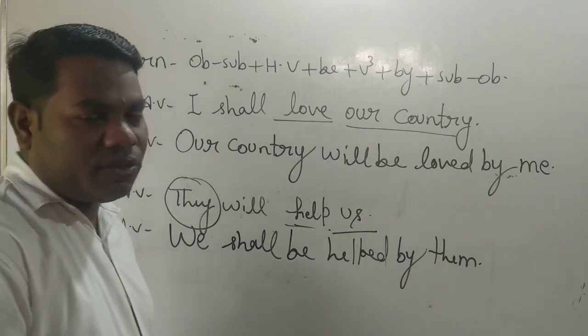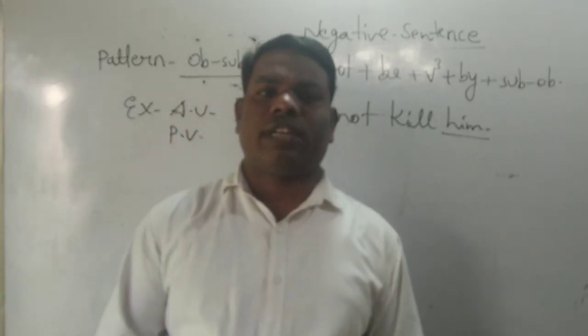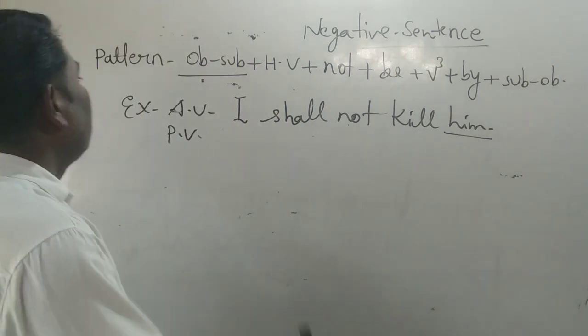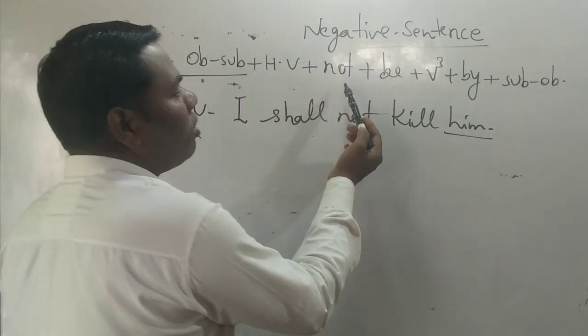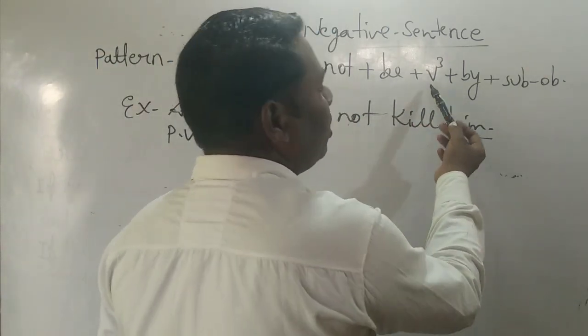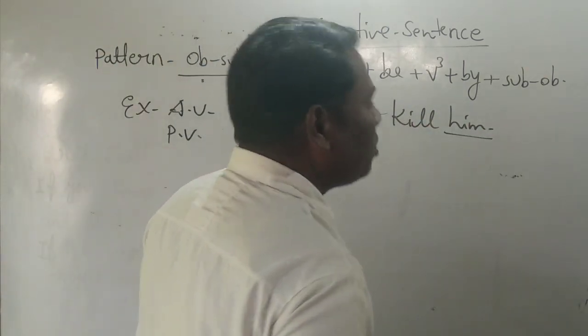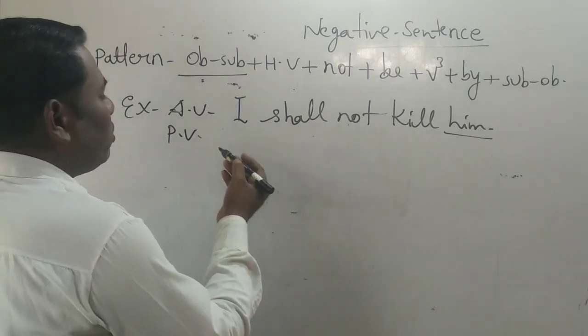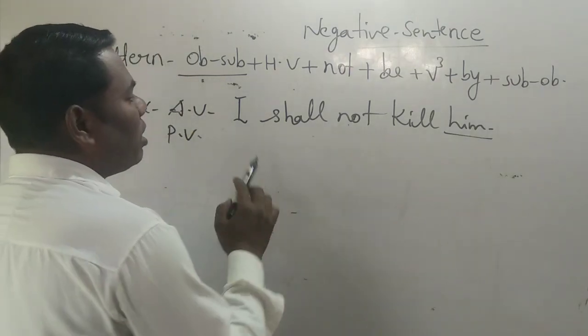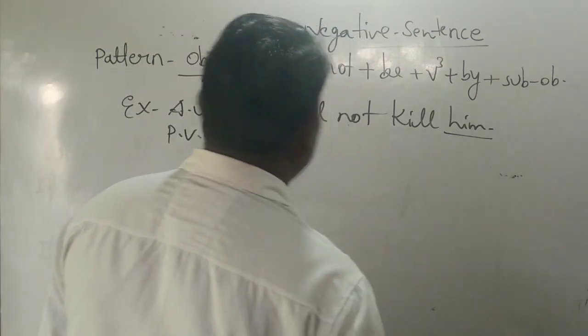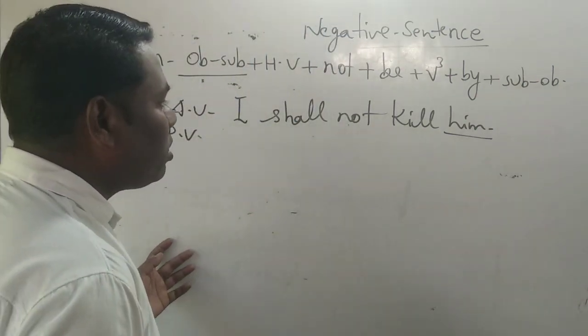These are affirmative sentences. So let us watch the negative sentence pattern. Object to subject, and then helping verb, then not, and then be, then V3, then by, and subject to object. Our example, active voice. I shall not kill him. You have to change into passive voice.